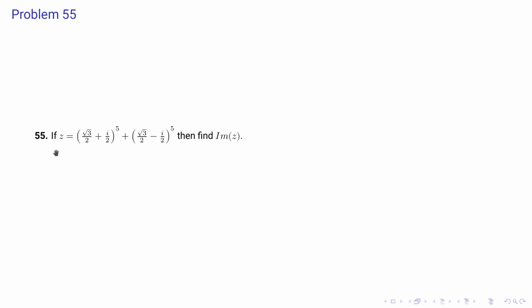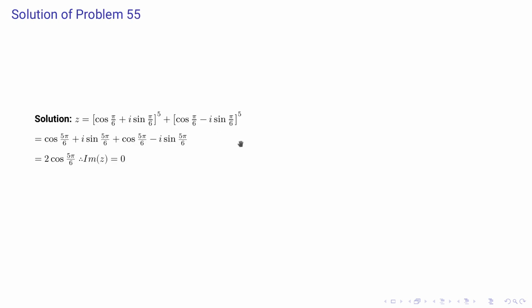Problem 55 says that if z is equal to (square root of 3 by 2 plus i by 2) to the power 5 plus (square root of 3 by 2 minus i by 2) to the power 5, then find the imaginary part of this complex number. So we can write root 3 by 2 as cos pi by 6 and 1 by 2 as sin pi by 6. So we get this whole to the power 5, and here the sign will be minus, and we get this whole to the power 5.